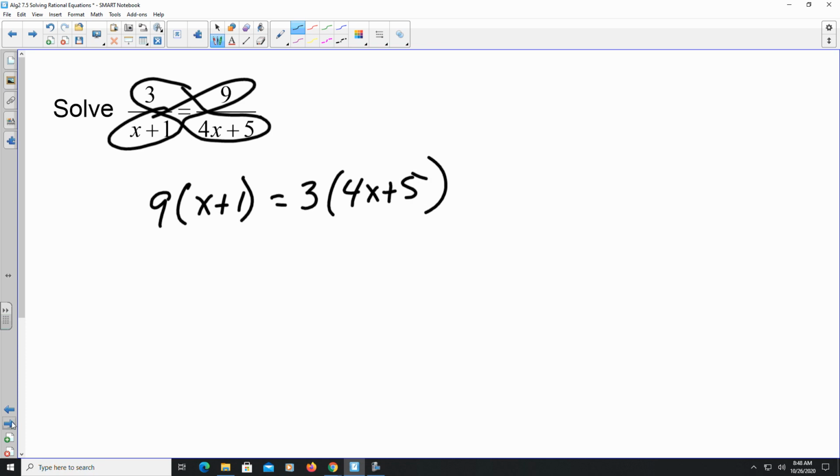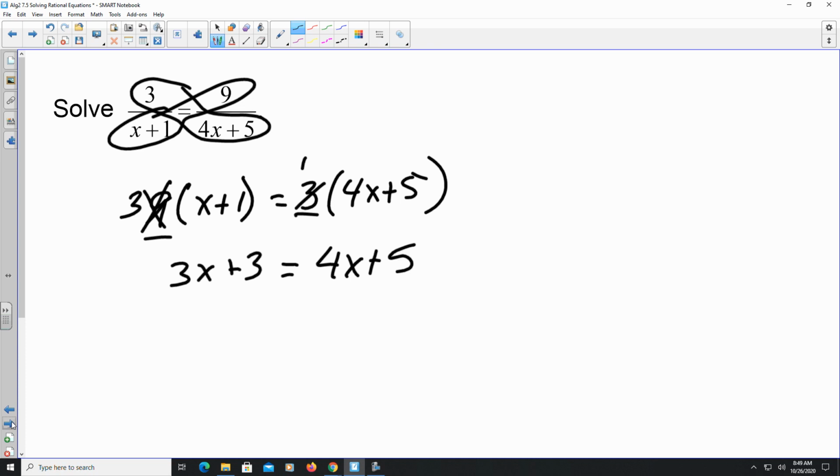I do that initially because sometimes, not all the time, there may be something that you might be able to cancel right away, and you won't have to do as much multiplying as originally anticipated. Looking at this one, there's nothing else that can be canceled out right at this point. Well, I guess you could do this. I have the 9 and I have the 3. They're both divisible by 3, so this turns into 1, this turns into 3. So yes, there are some cancellations that could possibly occur. So what I have on the right-hand side is just 4x plus 5, and on the left-hand side I have 3x plus 3.